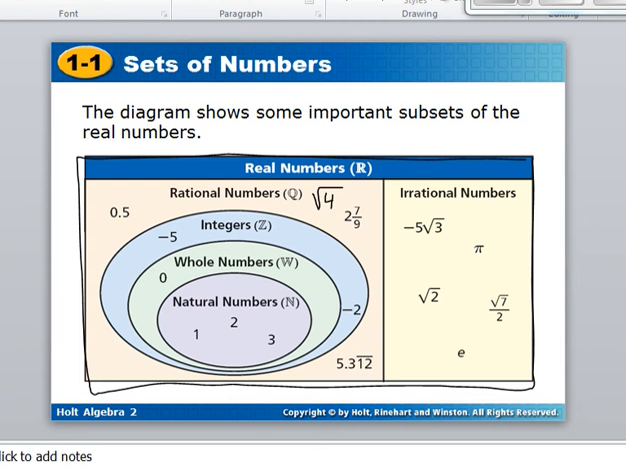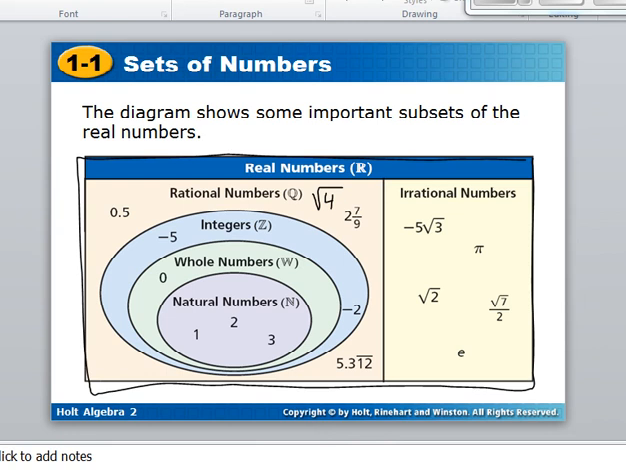But within those rational numbers, we have integers. Integers are numbers that are negative, positive, and 0. They include numbers that are not decimals and not fractions, so it must look like what you would consider a whole, full number, not any decimals. Whole numbers include 0 and all the positive counting numbers. So it's 0, 1, 2, 3, 4, 5, and so on. Natural numbers eliminate the 0 and are just 1, 2, 3, 4, 5, 6, 7, 8, and so on.